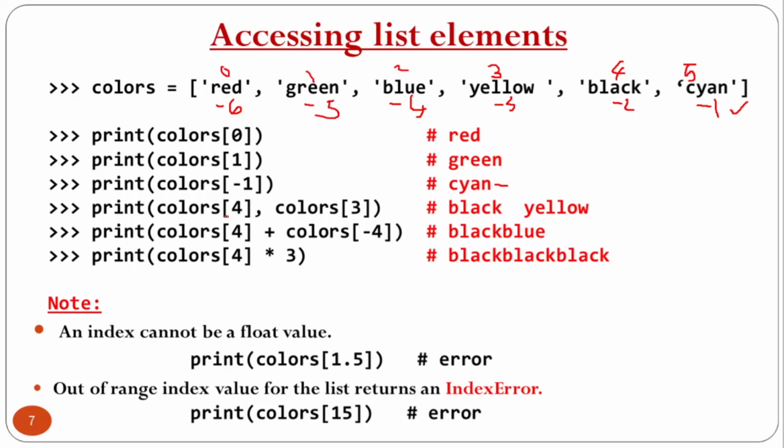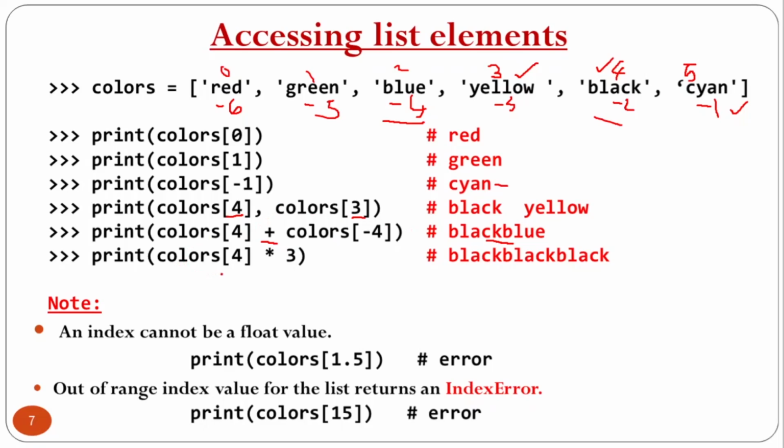Next statement, colors of 4, colors of 3. Colors of 4 is black and colors of 3 is yellow. So the output will be black space yellow. The next example, colors of 4 plus colors of -4. Here two strings are concatenated using the plus operator. Colors of 4 is black and colors of -4 is blue. Black plus blue gives blackblue without space.